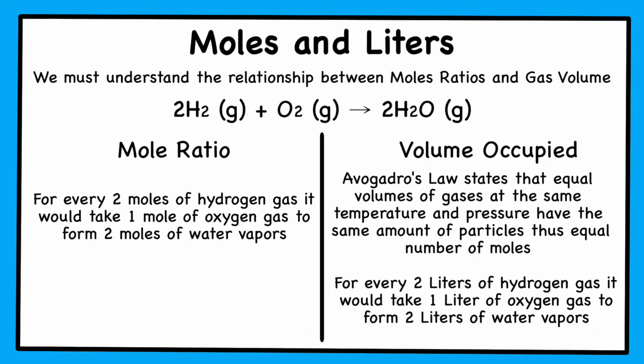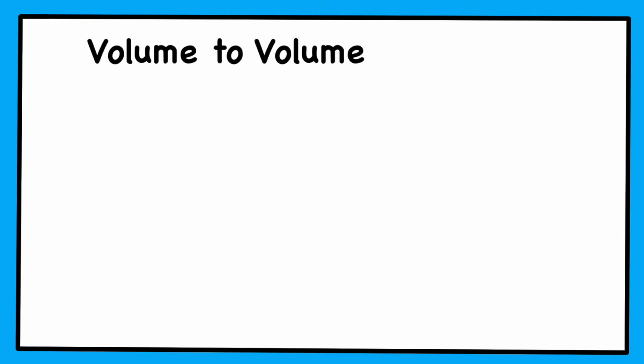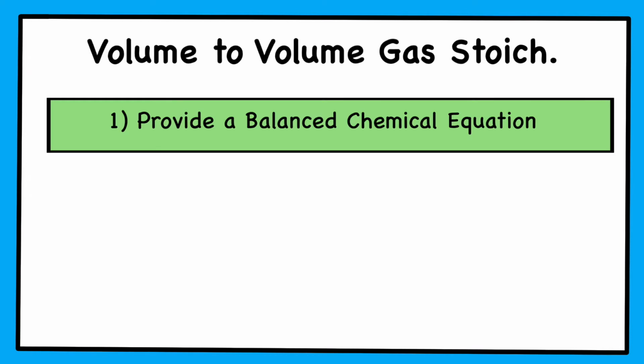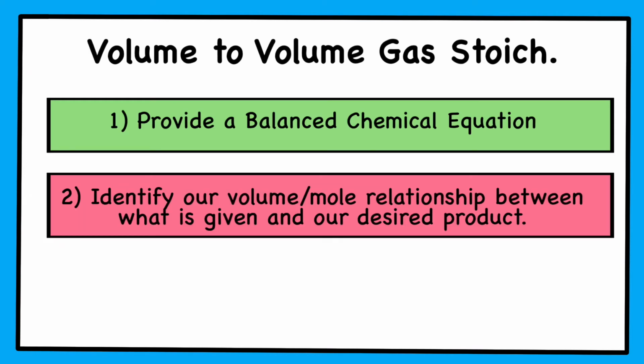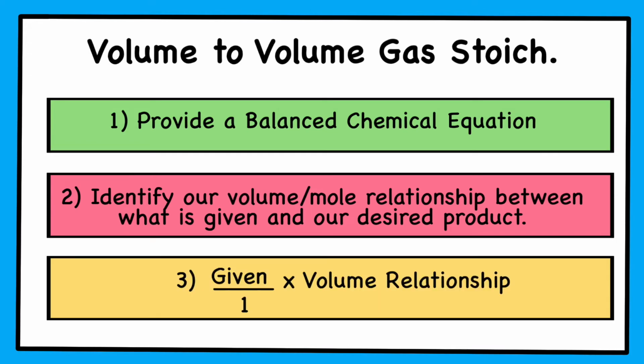Understanding that concept will allow us to solve the first type of gas stoichiometric problem we will see, and that is volume to volume problems. The basic outline for solving these problems is first we must provide a balanced equation for the stated problem. Then we must identify our volume relationship between what is given and our desired product. Finally, we must multiply our given over 1 by the volume relationship. Not bad, right? Okay, let's practice this.